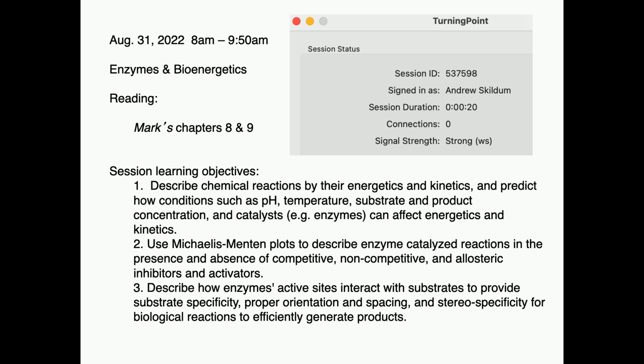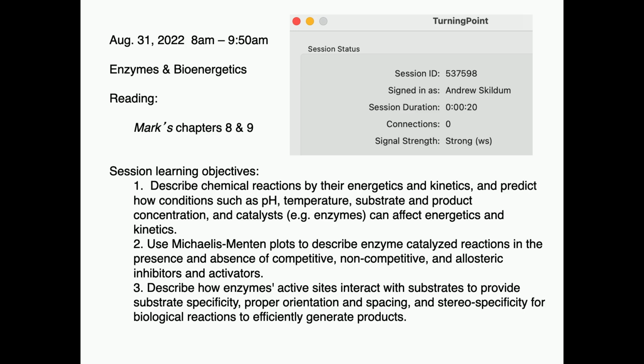Okay, so the topic for today, we're going to talk about energetics of chemical reactions and kinetics of enzyme catalyzed reactions. Keep those two concepts in separate parts of your brain. It's easy to get them intermingled, but they're really quite separate things. They're both very important within our body.